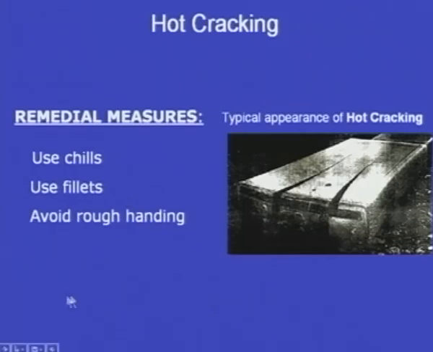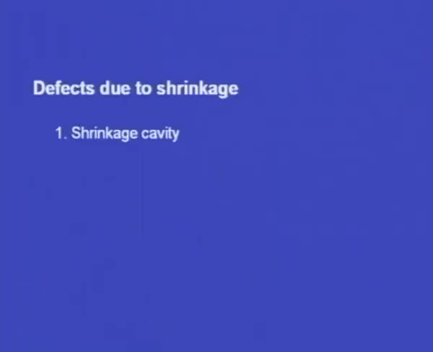Next, use fillets where there are abrupt changes in the casting design. We can use fillets, then this hot cracking will come down, and finally hot cracking may occur due to rough handling also. So, avoid rough handling of the casting. Next one, defects due to shrinkage, that is the shrinkage cavity.